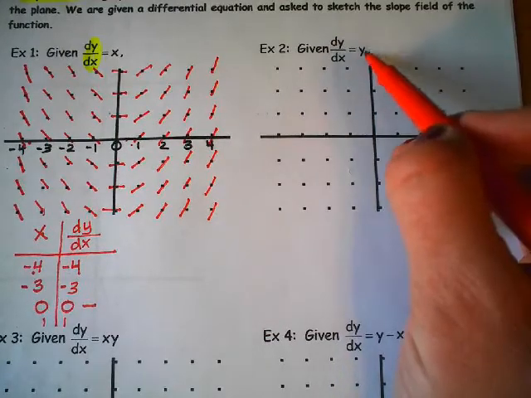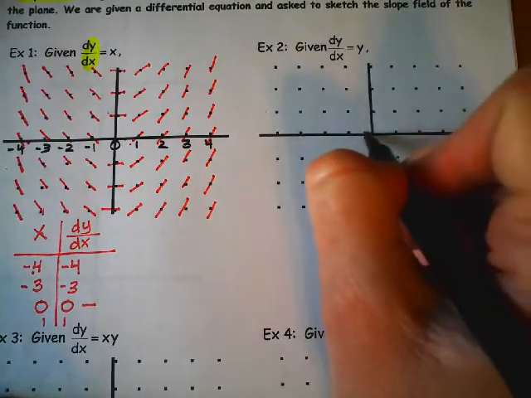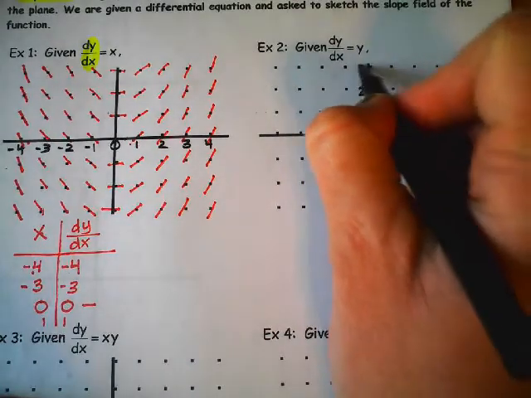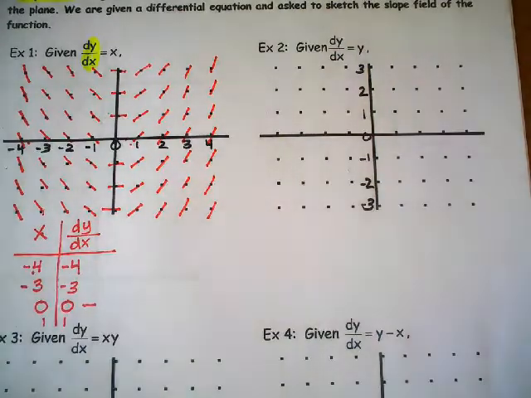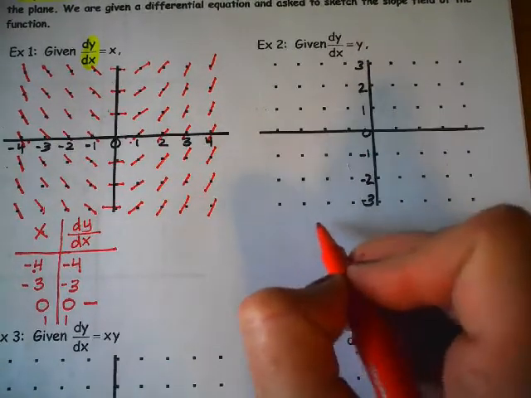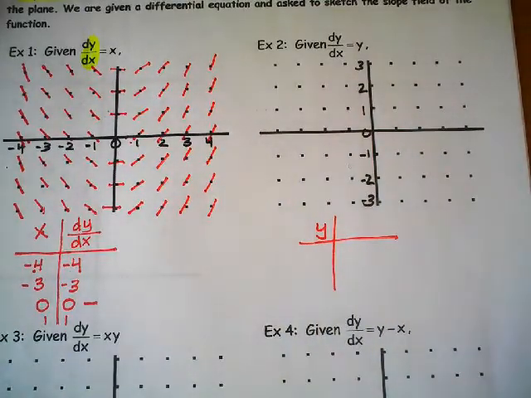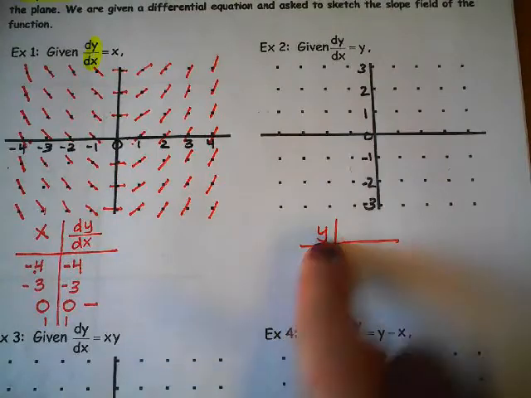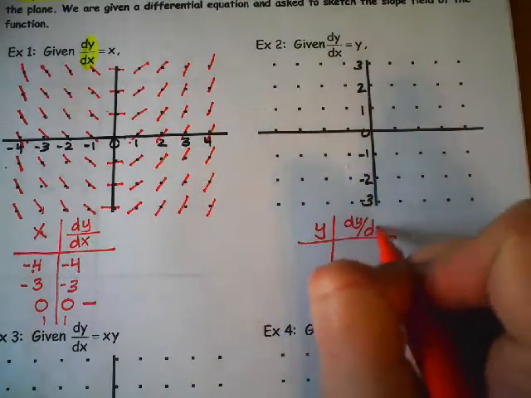Example 2 says dy/dx is equal to y. So this time when I look at my graph, the y values are going to be important to me. So I'm going to label my y-axis. And if I used a table to help me, which I recommend at least at first, y is the only variable that needs to go here because my differential equation only has y. dy/dx is going to go here.